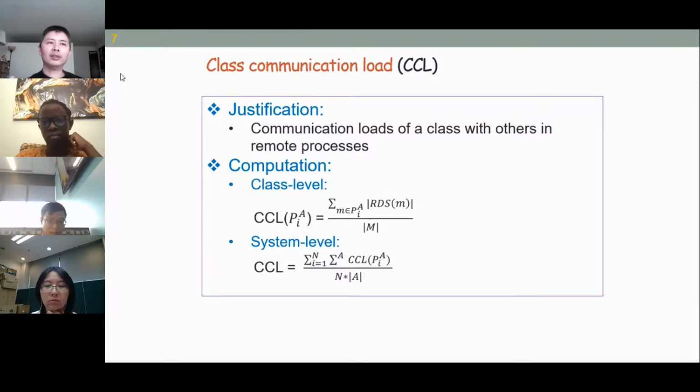The class level CCL for a class in a process is the ratio of the sum of the size of remote dependent sets of the class methods to the size of the set of all executed methods in the class. The system level CCL is the mean of class level CCL, measuring overall classes executed across all processes.